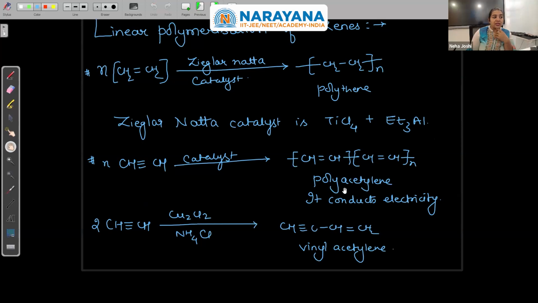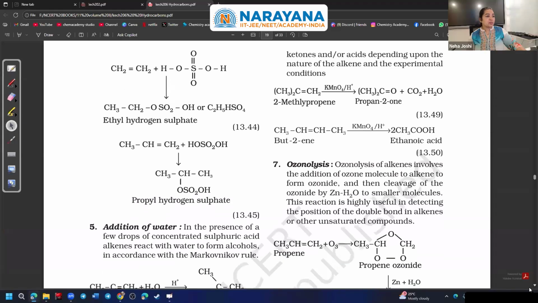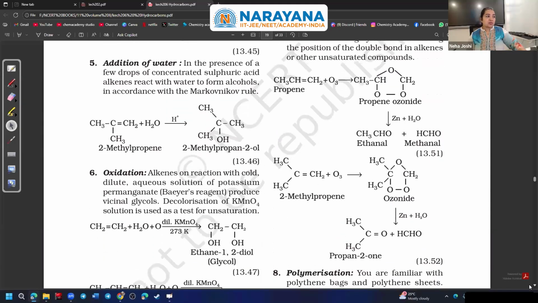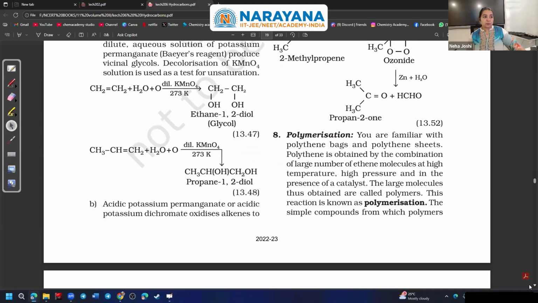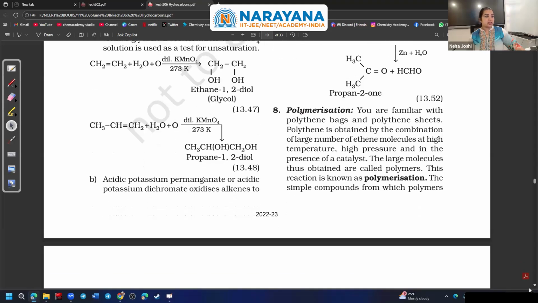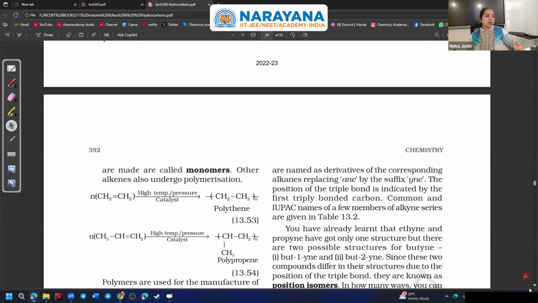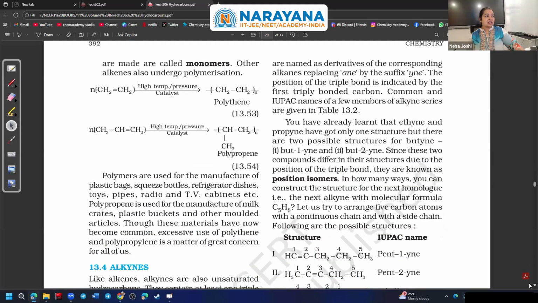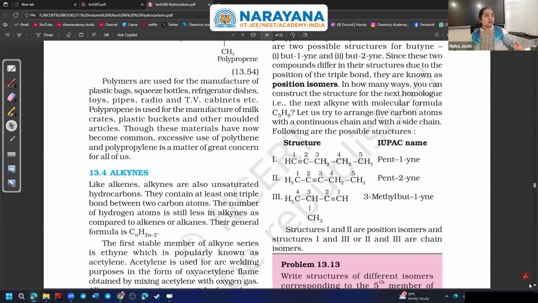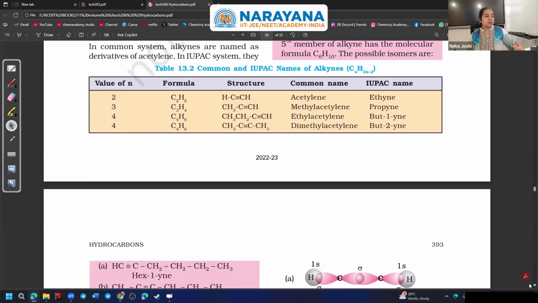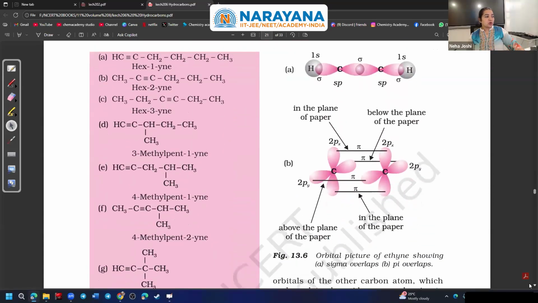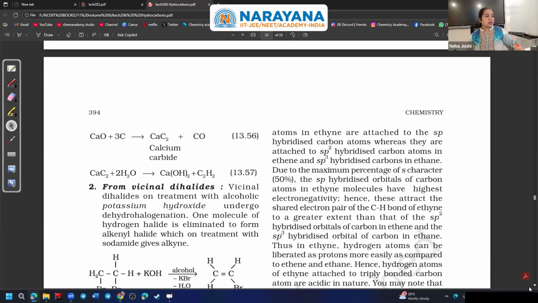Alkynes, you have polyacetylene. It conducts electricity. Please take a note of alkyne polymerization also, because it may get neglected otherwise. See, polymerization of alkenes is very common. Polythene and all, you know how it is formed. It is famous, right? But alkynes, suddenly their polymerization is just neglected. Let me go to alkynes here.